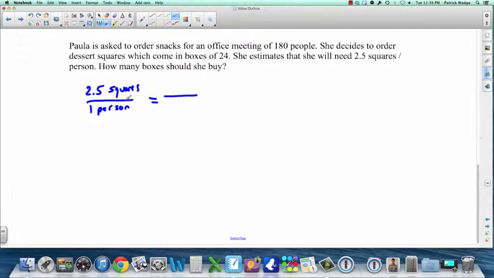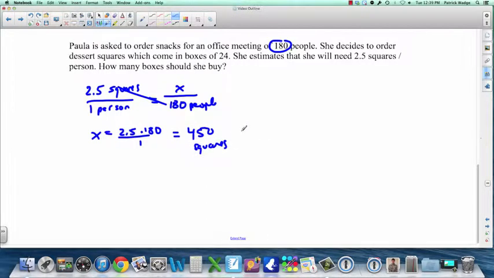And we must know one of those two pieces of information. We must either know how many squares there are or how many people there are. And I think if you look up here, you know there's 180 people. So there's your 180, and you better put it on the bottom because that's where we have our people. And we're ready to cross multiply. I'll call this x. X equals 2.5 times 180, and then just divide by 1, which isn't going to make a difference. So when you do that, you are going to get 450 squares.